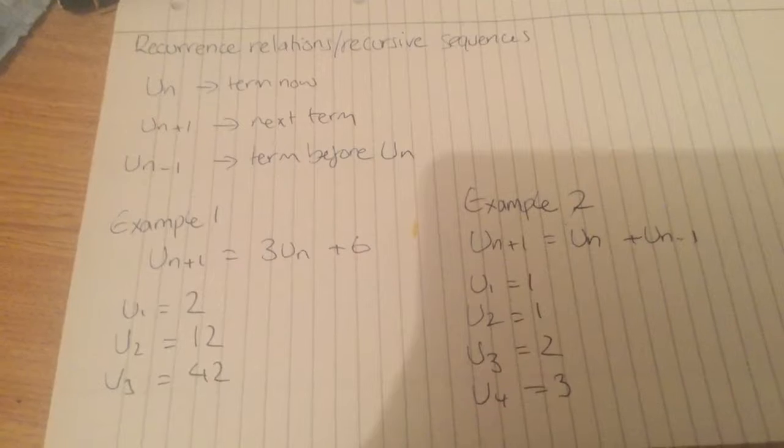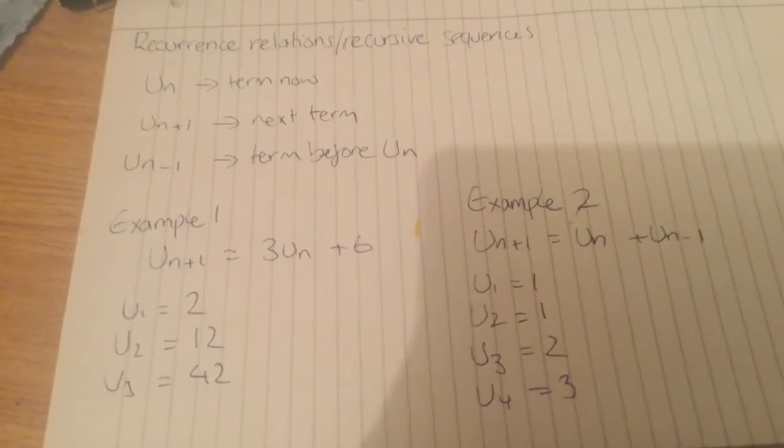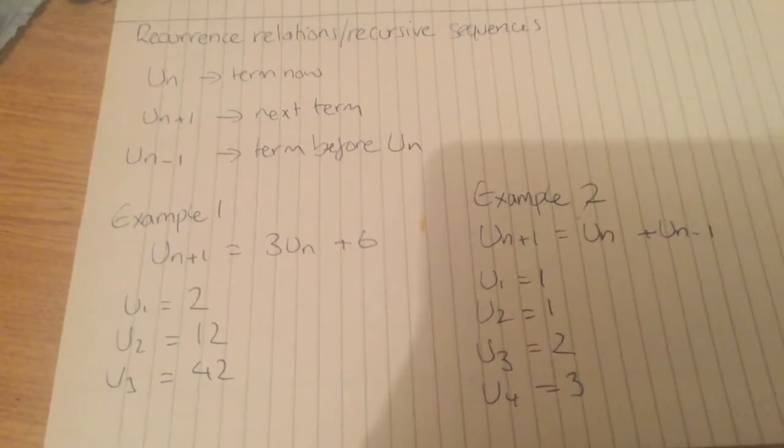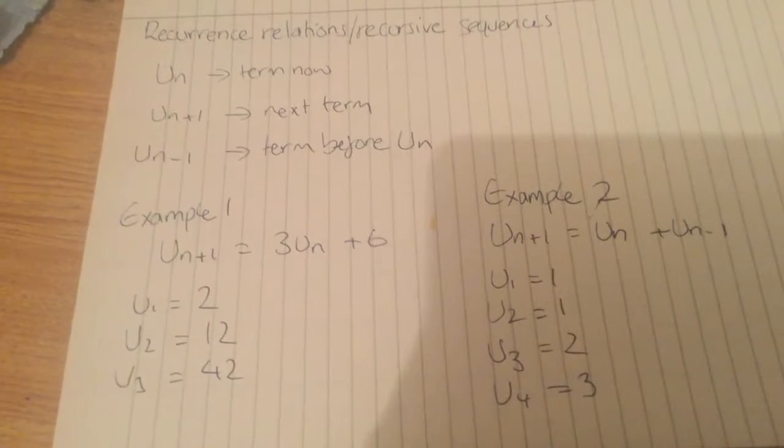So first of all, some definitions: u_{n+1} and u_{n-1}. So u_n is the term you have at the moment, u_{n+1} is the term you want, it's the next term on, and if you have a u_{n-1}, it's the term before u_n, so the term before the one you have now.